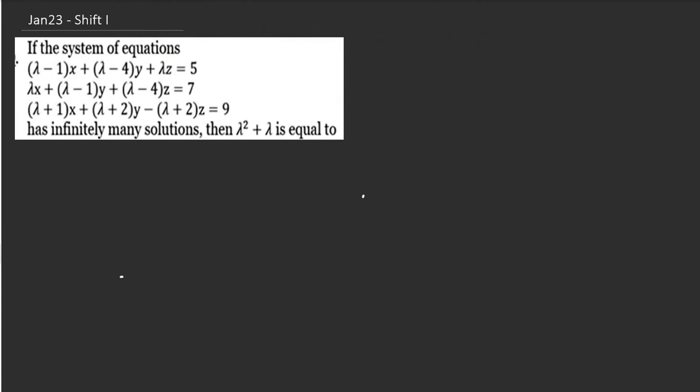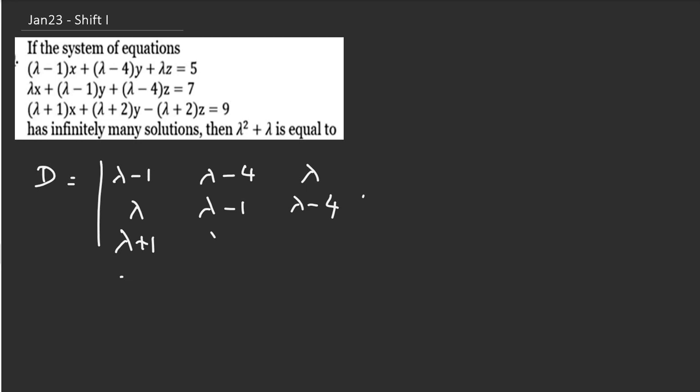Next, another simple question. Three equations are given, they have infinitely many solutions. Find lambda square plus lambda. For infinitely many solutions, let us take delta or D equal to the determinant: lambda minus 1, lambda minus 4, lambda from the first equation; second equation lambda minus 1, lambda minus 4, lambda; third equation, we get the coefficients lambda plus 1, lambda plus 2, minus of lambda plus 2.